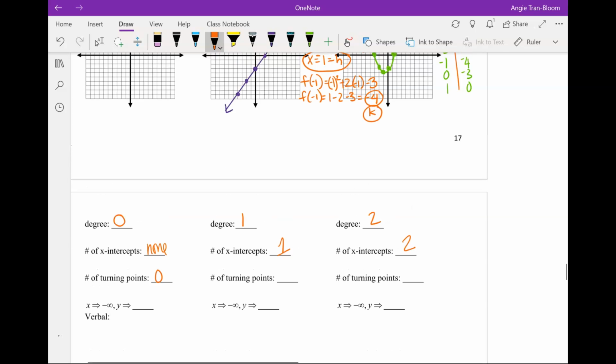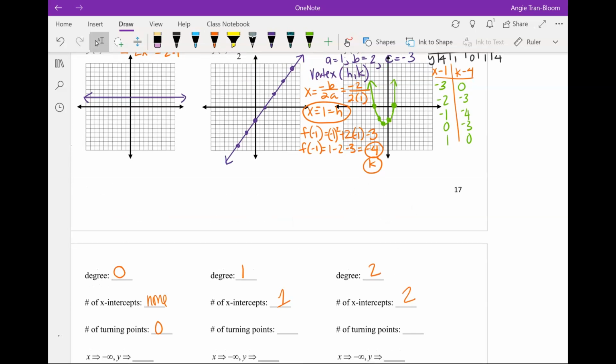How about the line? No, it doesn't turn either. Okay, so 0 turning points. How about the quadratic function? 1, you're right. Turning points is kind of similar to your minimum and maximum. For this to turn, it has to go down and then go back up, or vice versa. So that's why there's 1. So let's connect those really quickly.